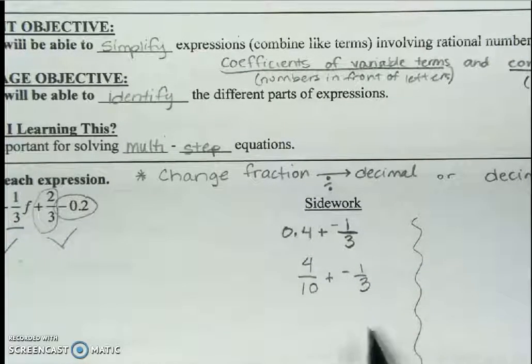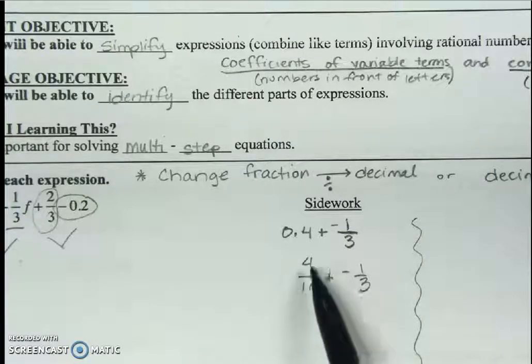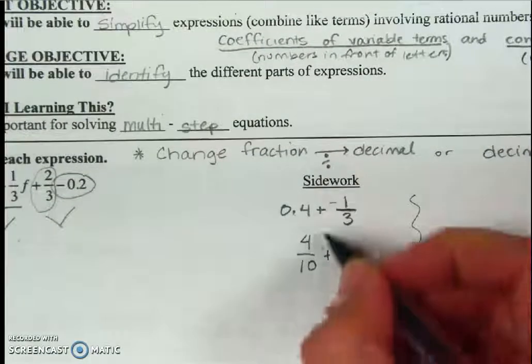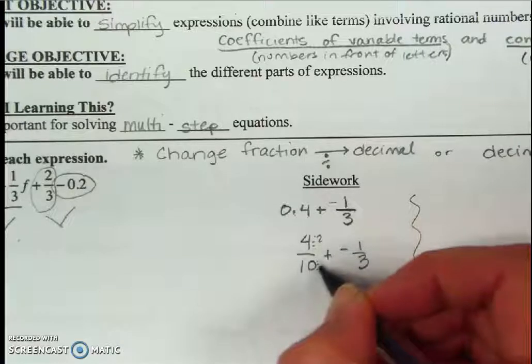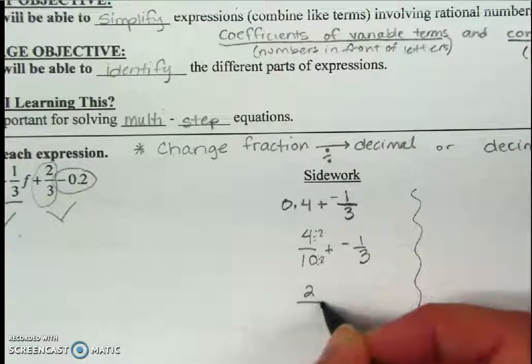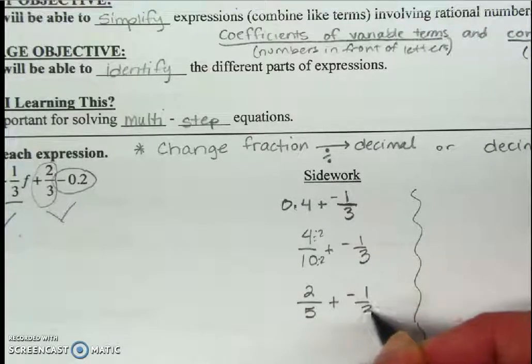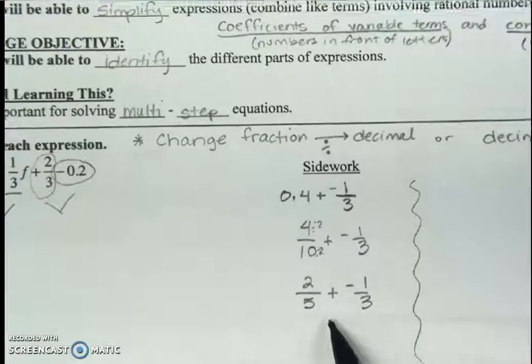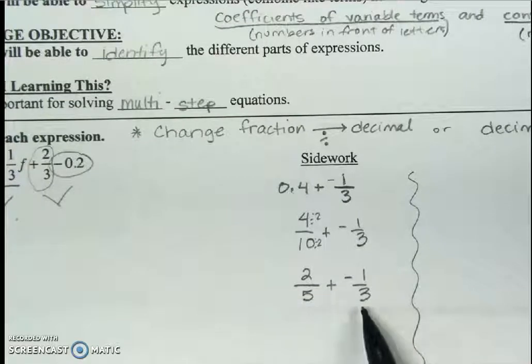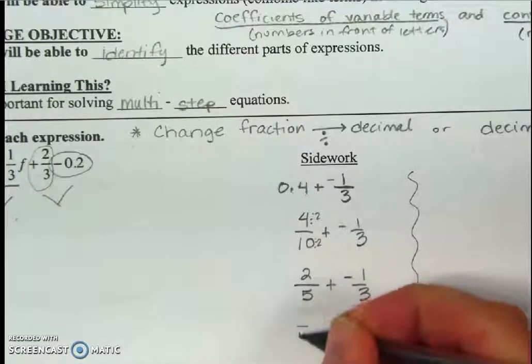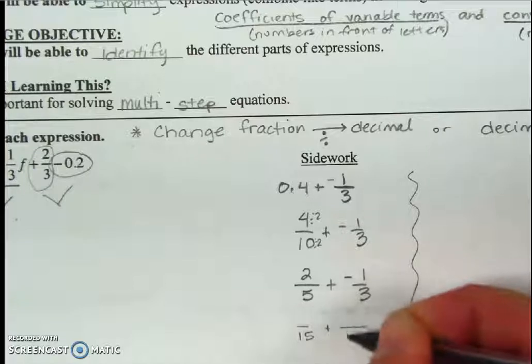Now before I make common denominators, I see that I can reduce this by 2. I'm going to go ahead and reduce that first so that I have smaller numbers to work with. That makes this 2/5 plus negative 1/3. And now I see that I can make some common denominators. My best common denominator here is going to be 15. I know I can get to that from both of those.